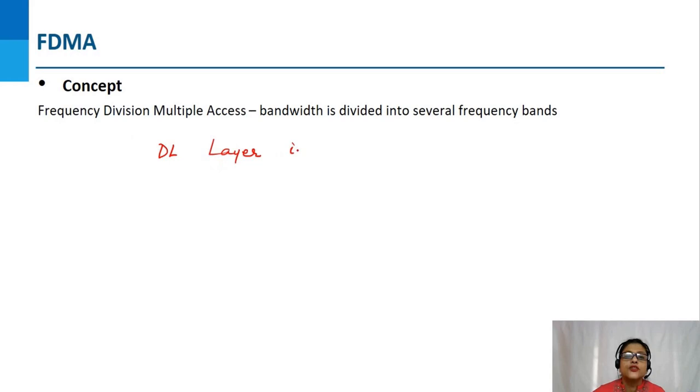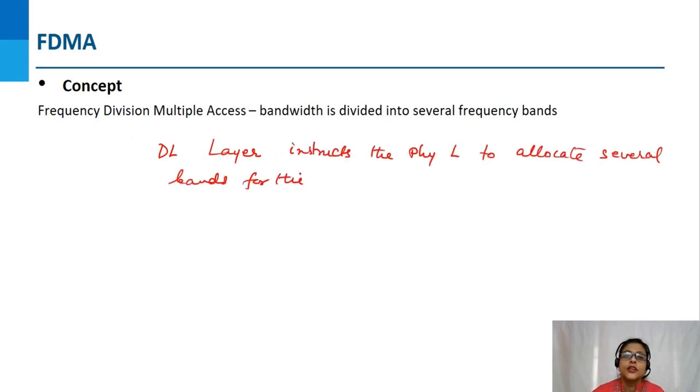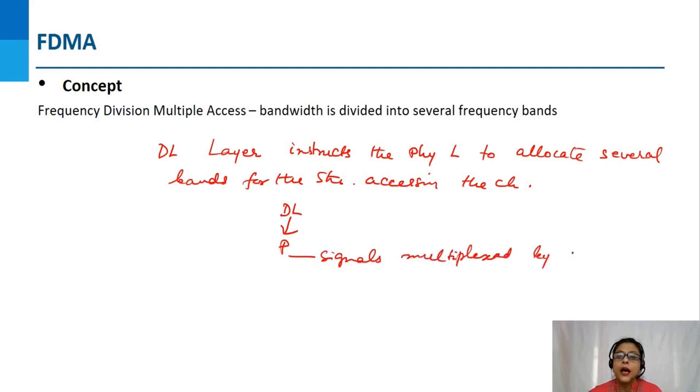Data link layer instructs the physical layer to allocate several bands for the stations that are accessing the channel. Accordingly, from the data link layer, the message is passed on to the physical layer, and in the physical layer, different signals are generated and they are multiplexed by different frequencies of operation. And these are then passed on to the channel. So this is the concept of FDMA, where different stations can access the channel at the same time using different frequencies so that there is no interference.